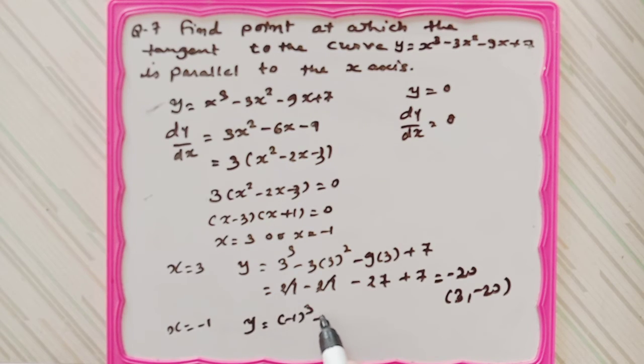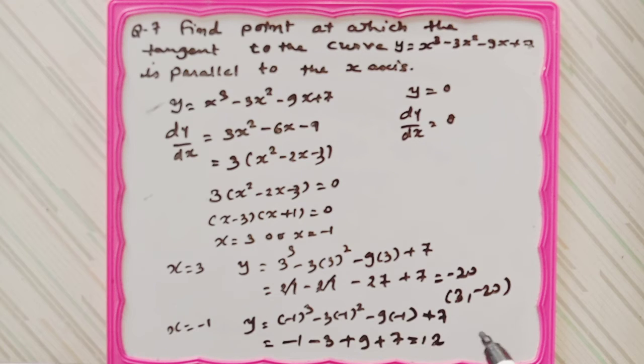And x equals minus 1 we take, then y equals minus 1 cube minus 3 into minus 1 square minus 9 into minus 1 plus 7. So which will be minus 1 minus 3 plus 9 plus 7. So 9 plus 7 is 16, minus 4 is 12, and so we have another point minus 1, 12.